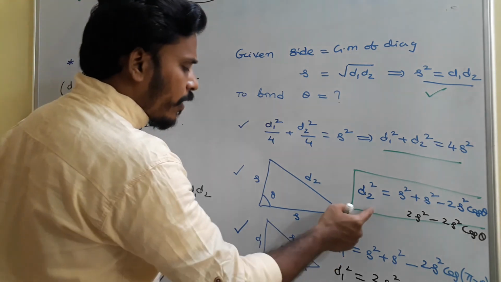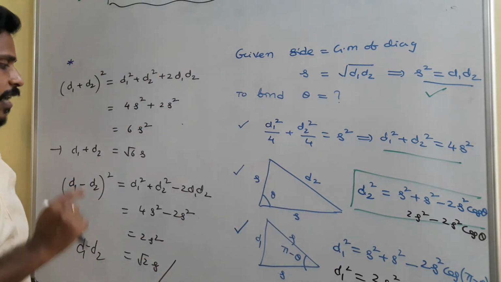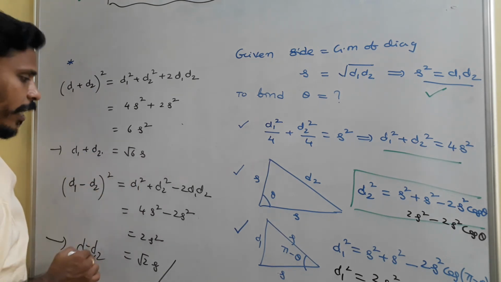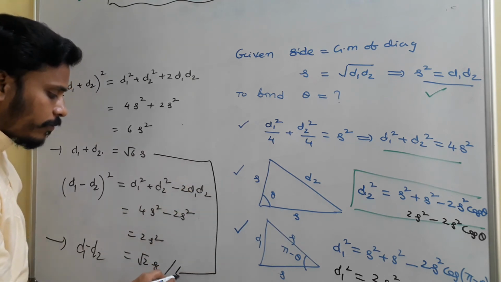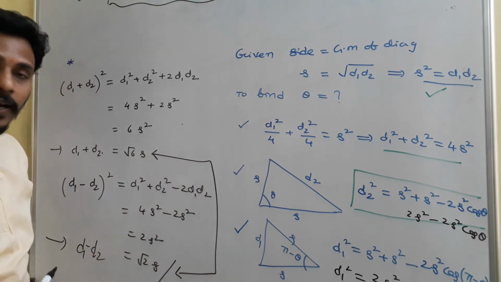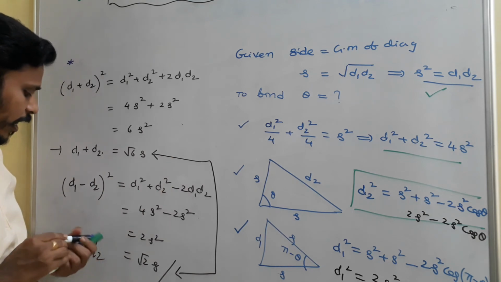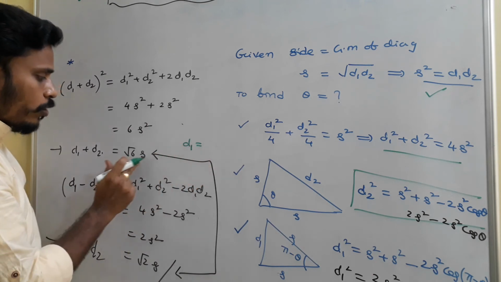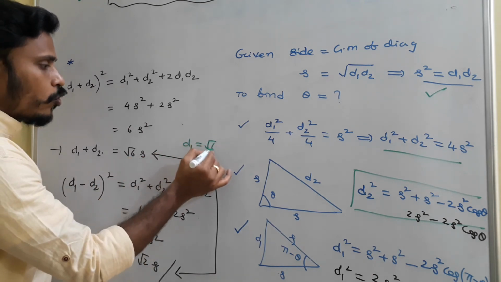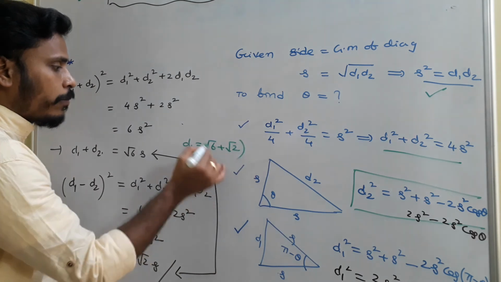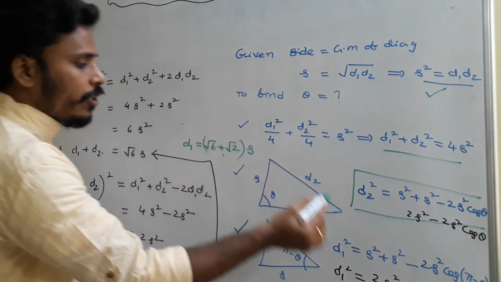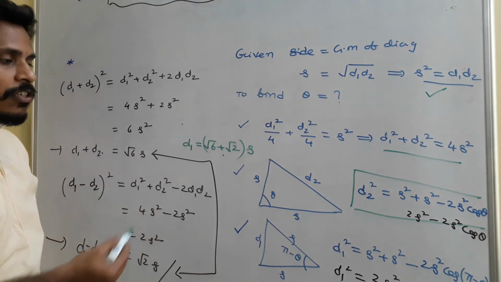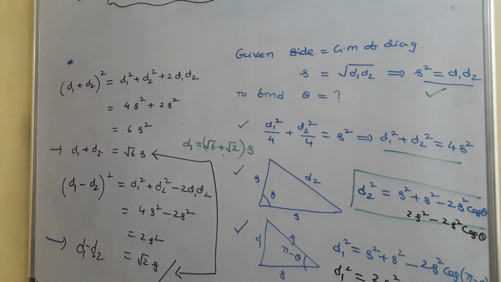Either in this part or in that part, no problem. Just have a look. d1 plus d2 is root 6 s, d1 minus d2 is root 2 s, and if you add these two, what will happen? You will get d1 equal to root 6 s plus root 2 s, so root 6 plus root 2 times s. Replace this d1 here. Everything is in terms of s, and on simplification you will get cos theta. Just have a look once.